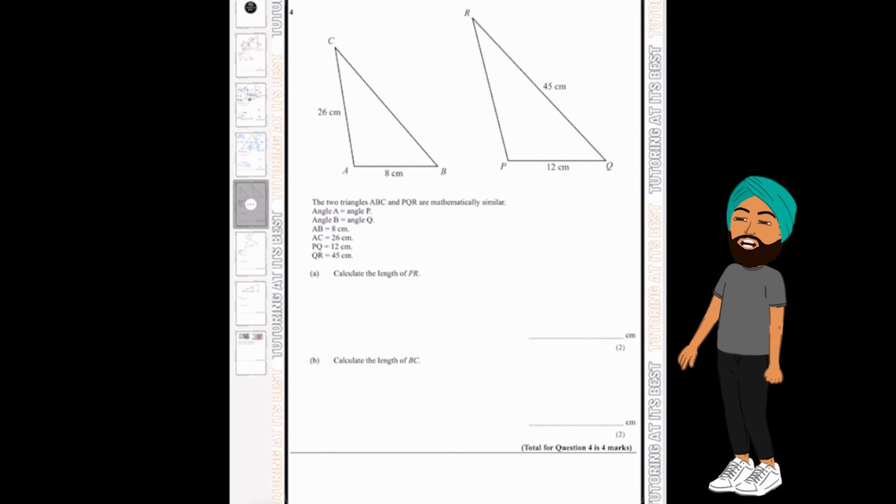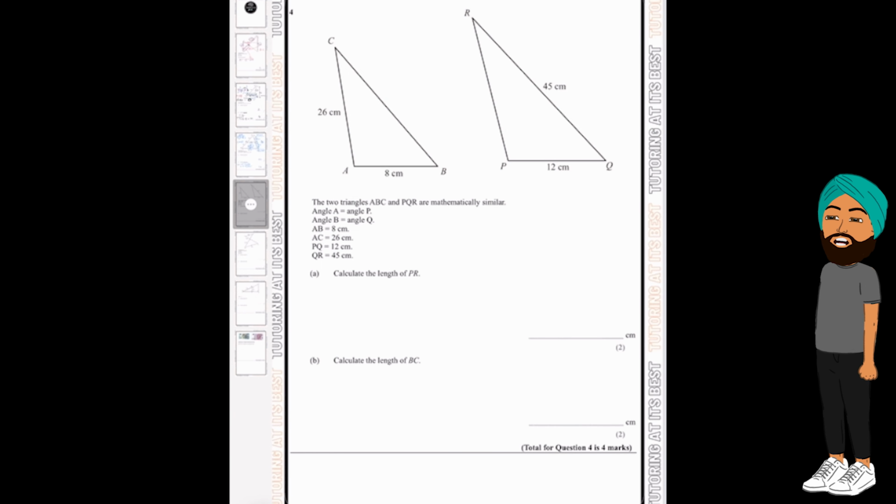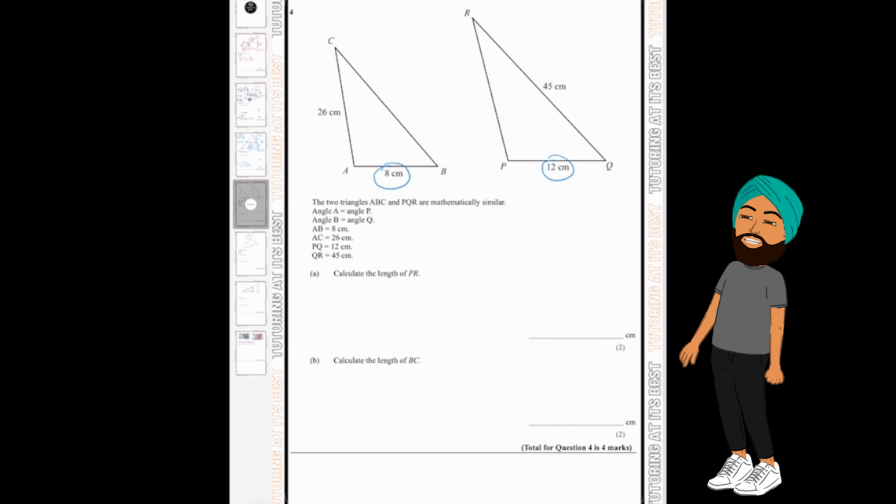So the first thing we need to do is find out 2 different sides which account for the same. So what we need to do here is simply find out 2 sections that are the same for both triangles. Now as you can see here, we have our 8 and we have our 12. Now that's in the same position, but of course it is an enlargement as we have 2 different values.